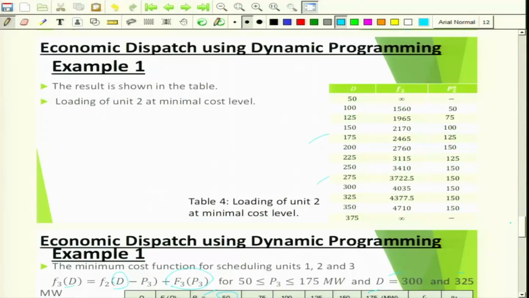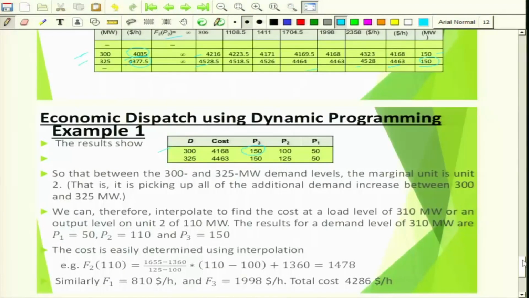So for 150 megawatt of generation you freeze P2 as 100, right. So the remaining will be catered by generator 1. That means ultimately you get P3 as 150, P2 as 100, and the remaining as P1. Similarly you get for 325 megawatt. So this is the entry you get.